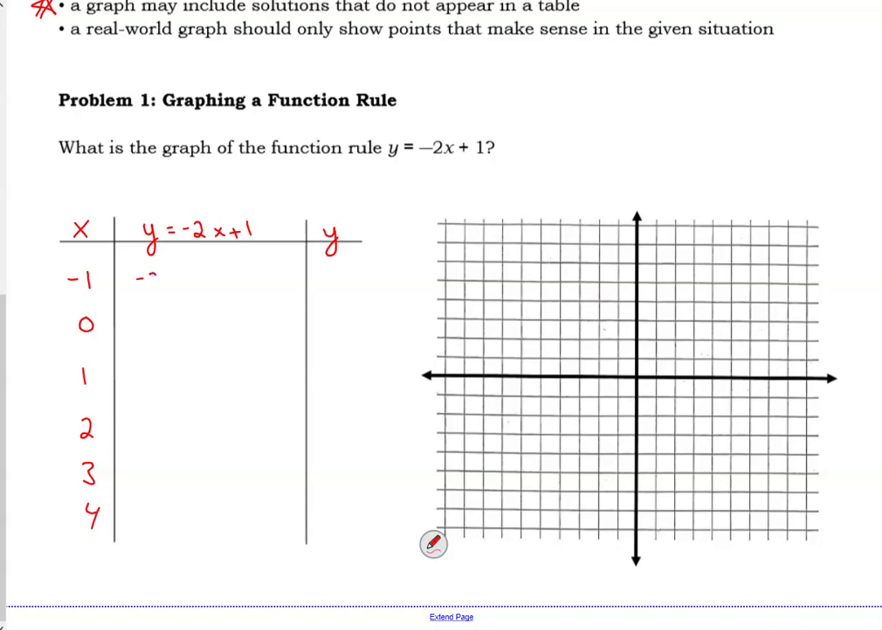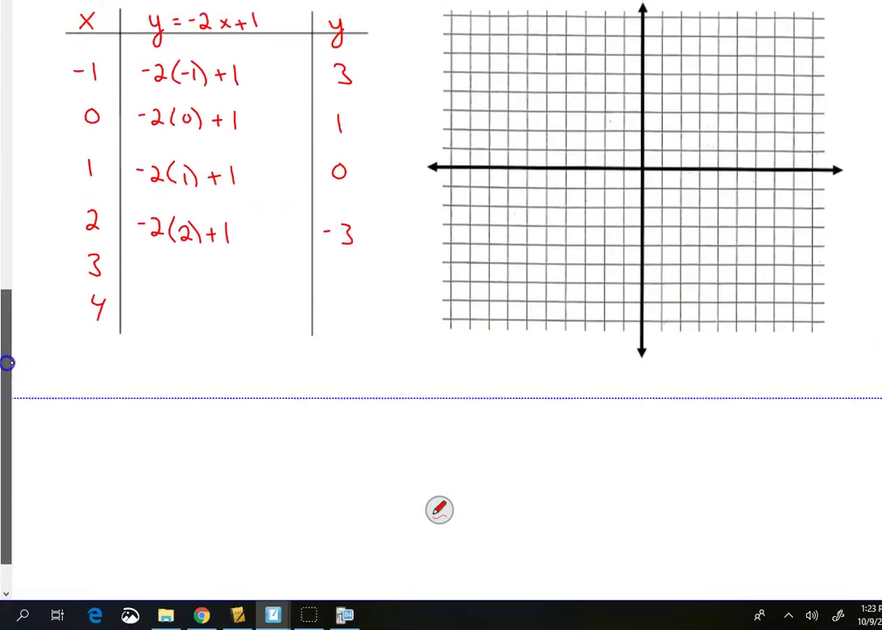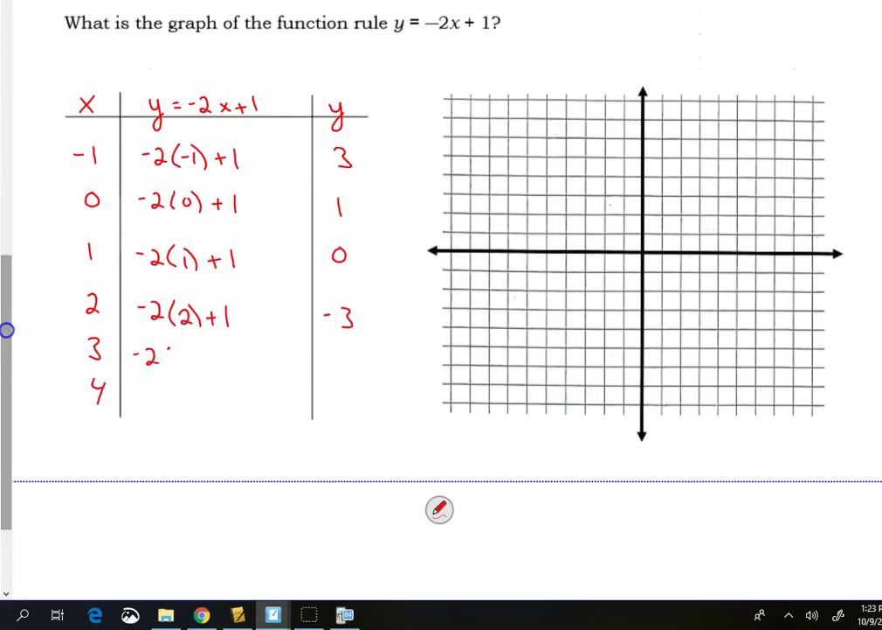Now in middle school, what you would have done is substituted negative 1 in for x, and calculated what the y value would be. So negative 2 times negative 1 is positive 2, plus 1 is 3. And then you would have substituted in a 0, then a 1, then a 2, then the 3, and then the 4. And then you would go ahead and plot those points. So I'm graphing the way that you would have done it in middle school.